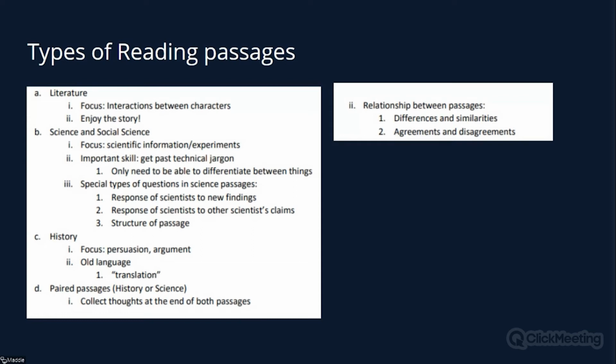Lastly, we've got the paired passages. These will just come up with history and science, like I said before. And with these, it's really helpful to collect your thoughts at the end of both passages. So don't just read the first one and go straight to the second one. Take 5 seconds. They're going to be really helpful seconds. Take 5 seconds and tell yourself basically what that first one was saying. What's the main idea?